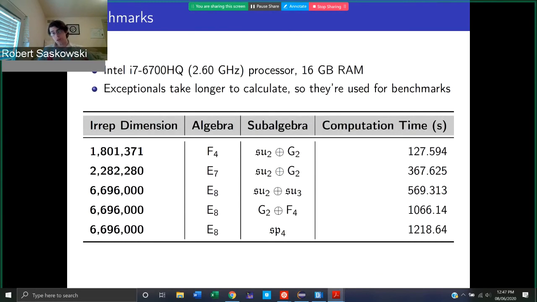But what I've noticed is that in general, the greatest limitation is the memory capacity of your computer. 16 gigabytes of RAM will last you maybe up to rank 15. At rank 15, you start getting trouble.